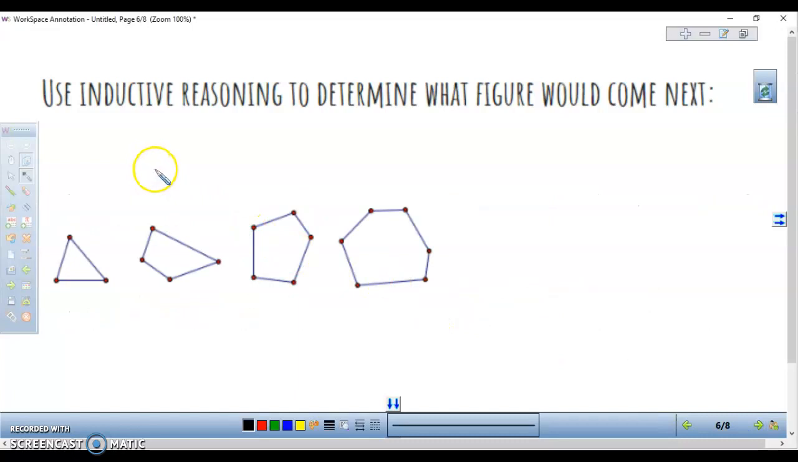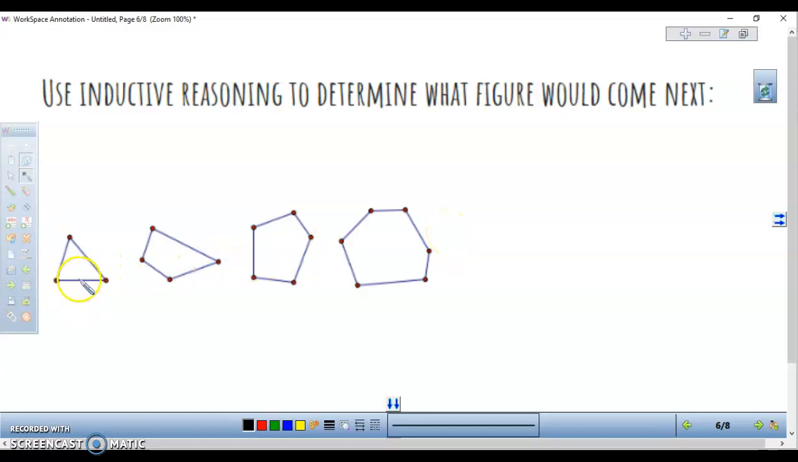So here's another example. Okay, this is a little bit more geometric rather than what we were just talking about with sequences and lists of numbers. So use inductive reasoning to determine what figure would come next. So just thinking about it, you guys notice that they're all polygons. Okay, let's observe some data.